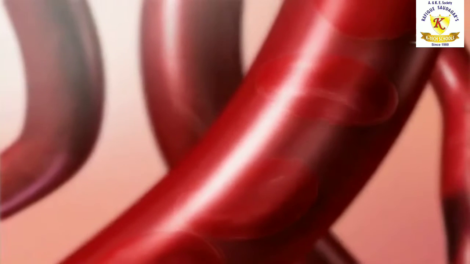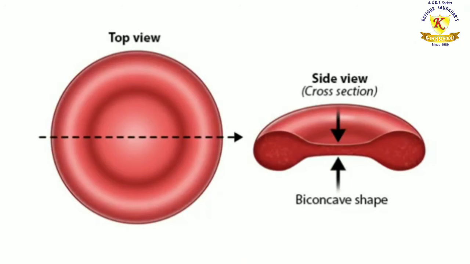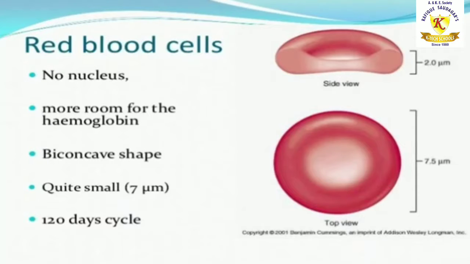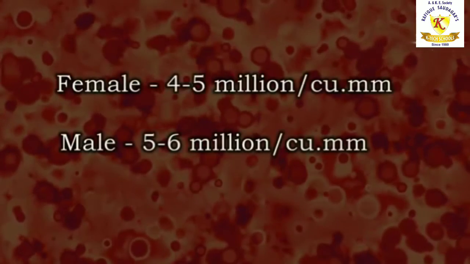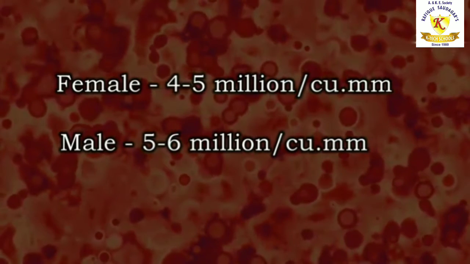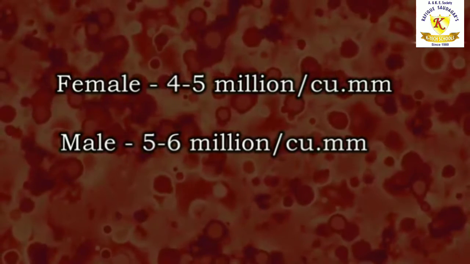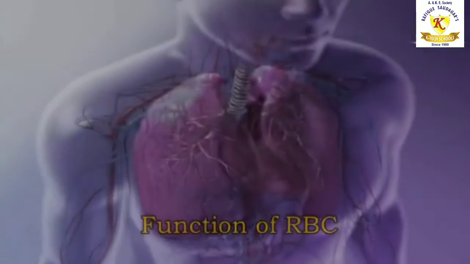In humans, mature red blood cells are flexible and oval biconcave shaped. They lack a nucleus and most of the cell organelles. Red blood cells do not have a nucleus, which leaves more room for hemoglobin. The red blood cells in females are 4 to 5 million per cubic millimeter and in males 5 to 6 million per cubic millimeter.